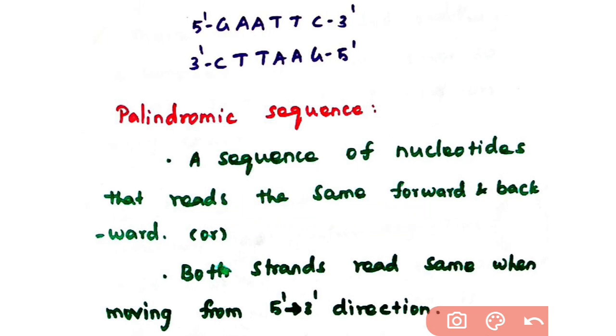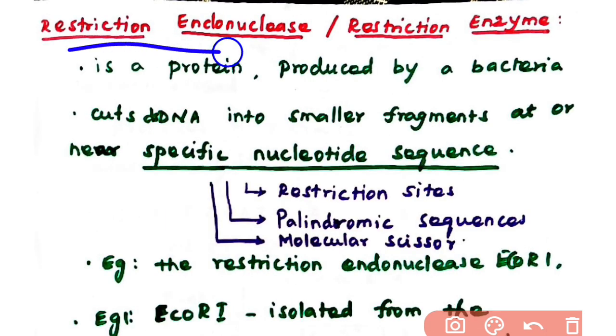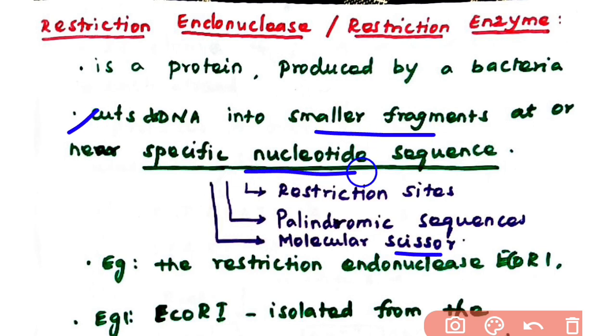If you read in the forward direction, it is GAATTC. The same if you read it in the backward direction, GAATTC. Or otherwise you can say that both strands read the same when moving from 5' to 3' direction. So in the 5' to 3' direction it is GAATTC, and in this 5' to 3' direction also it is GAATTC. This type of sequence is known as a palindromic sequence. This restriction endonuclease enzyme is also known as a molecular scissor because it cuts DNA like a scissor into smaller fragments at a specific nucleotide sequence.